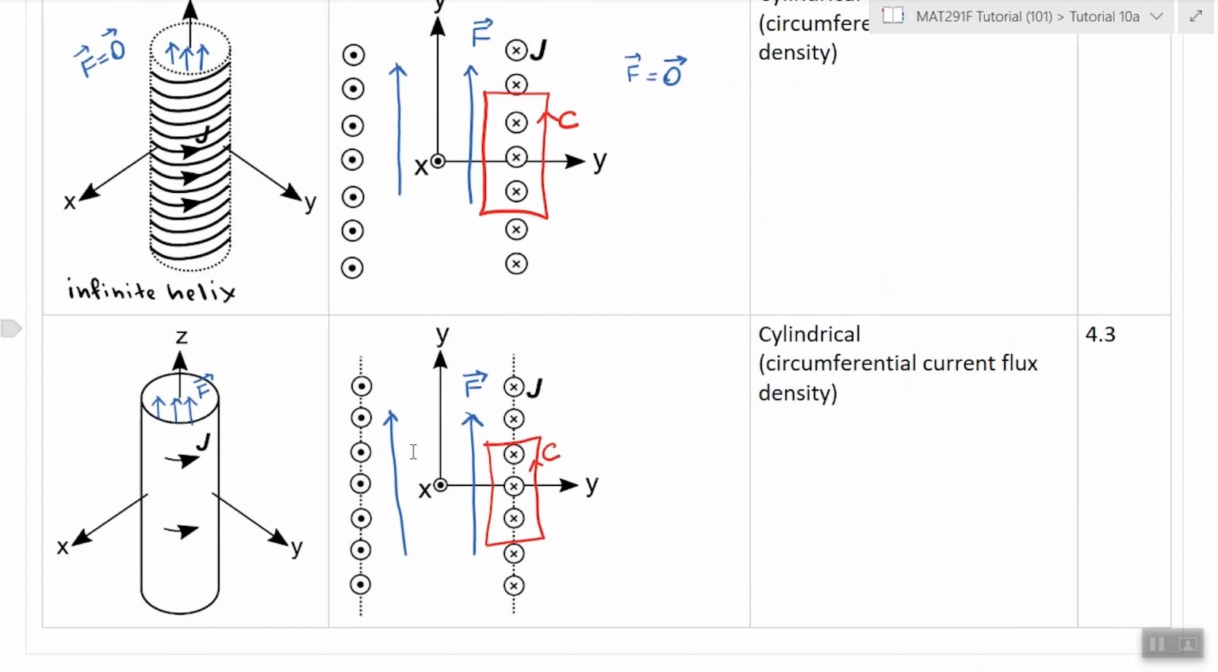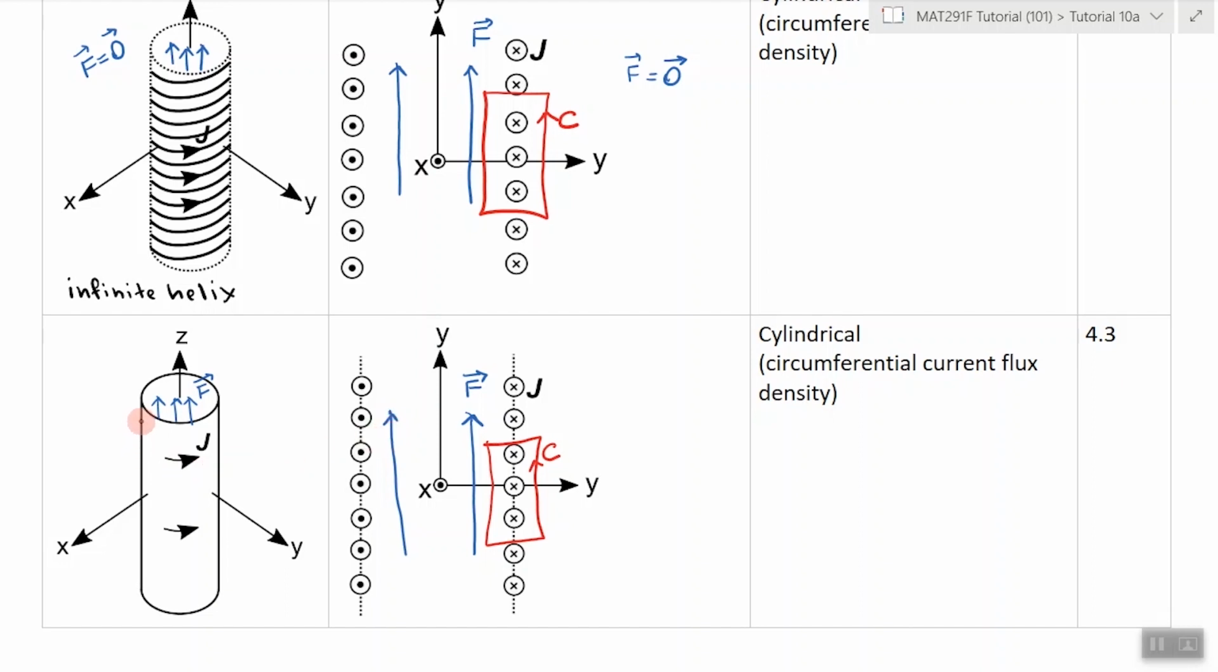Now, two things I want to emphasize. First, how I got the direction, again, by the right-hand rule. You see this current goes out of the page. And if you imagine aligning your thumb to the current, your fingers would align with the field.